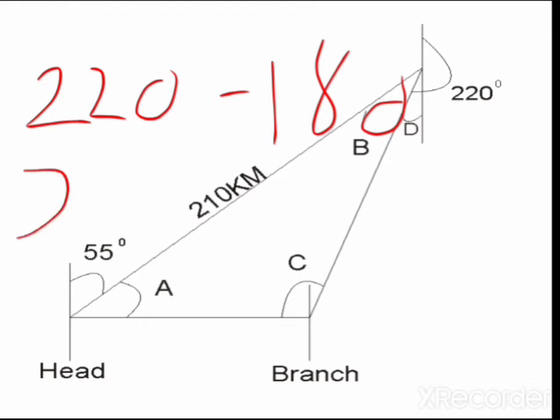So angle D will be equal to 40 degrees. That's one. Then if we have gotten angle D, we can get angle B by just applying this simple logic. Look at it.